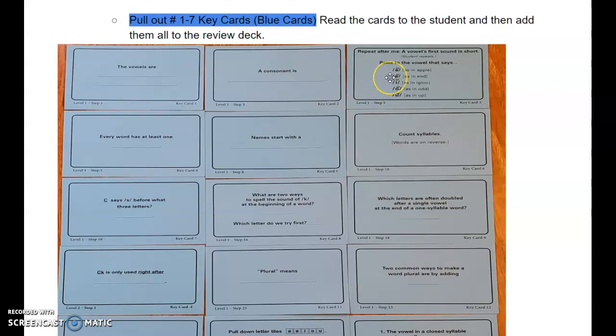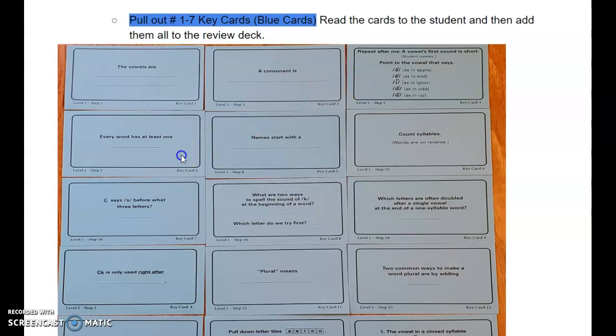For the next card, they're going to just repeat after you as the tutor. You as a tutor are going to say a vowel's first sound is short. Student says a vowel's first sound is short. And then you're going to ask them to point to the vowel that says, and say these in any order. Point to the vowel that says ah. Point to the vowel that says eh. And the student should point to the correct vowel.